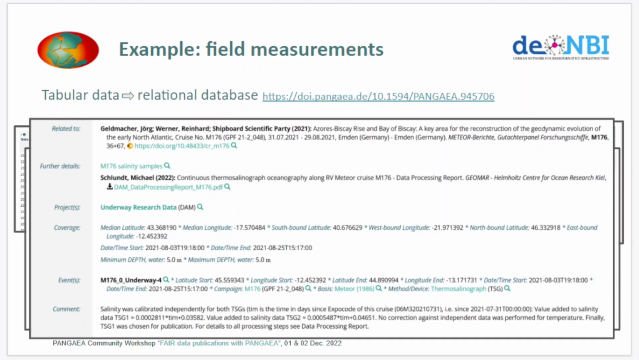For this example, there is further information given. So in this case, there is a cruise report, a data processing report, information about the project. Coverage is computed automatically and given with each dataset. And in this case, there is an event. Events are usually logged with larger campaigns. In this example, the ship Meteor was out on this campaign, and at this time step, at this given position, the thermosalinograph was used.